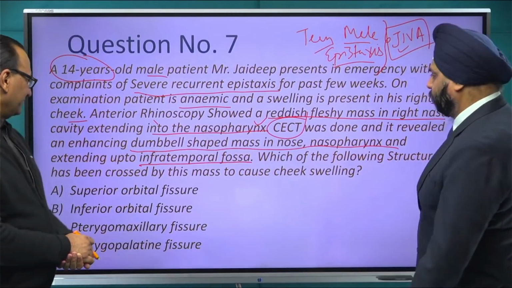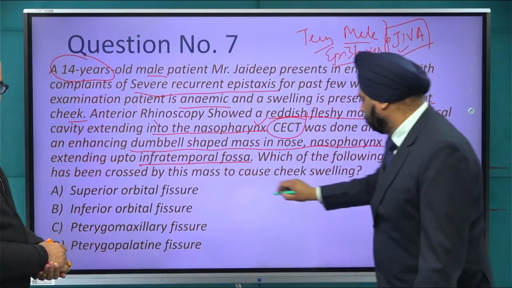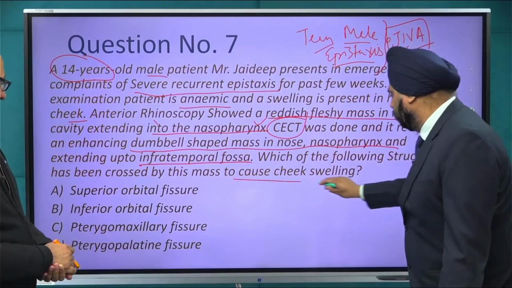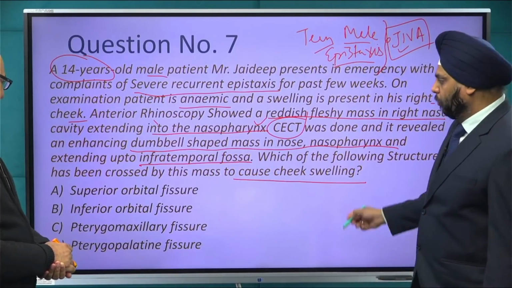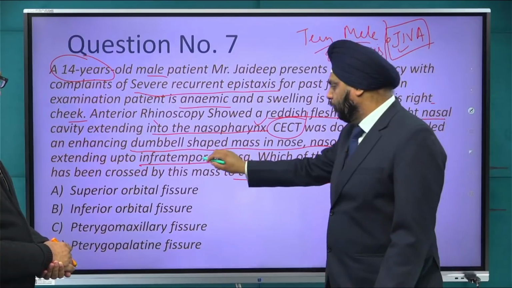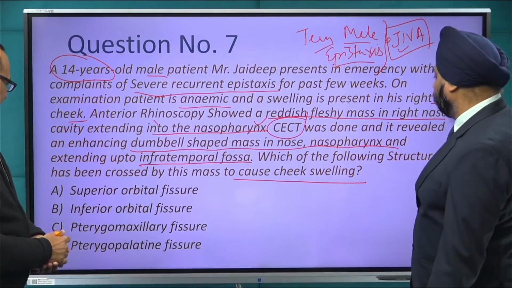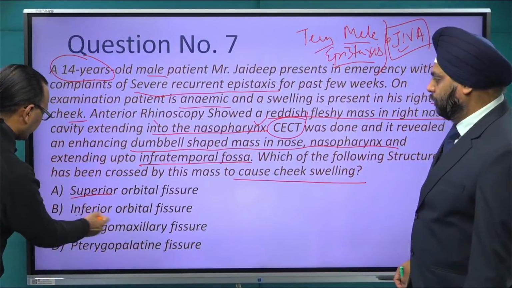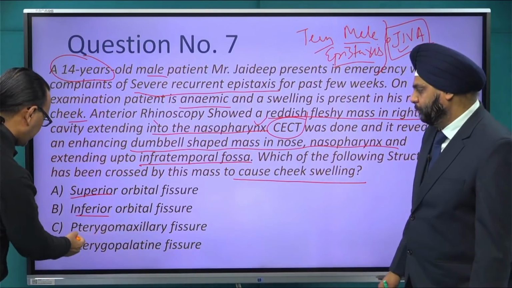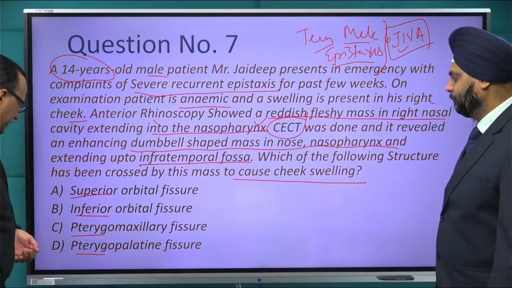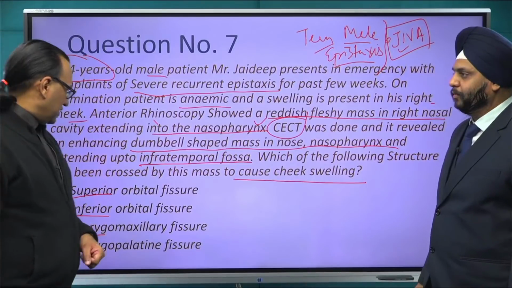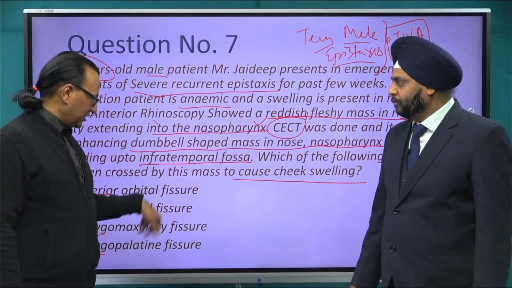Which of the following structures has been crossed by this mass to cause cheek swelling? In fact, they have mentioned it is going to the infratemporal fossa and that's why he's having cheek swelling, but which of the following structures has been crossed? Superior orbital fissure, inferior orbital fissure, pterygomaxillary fissure or pterygopalatine fossa. Okay, so we'll come back to this question to find the answer.